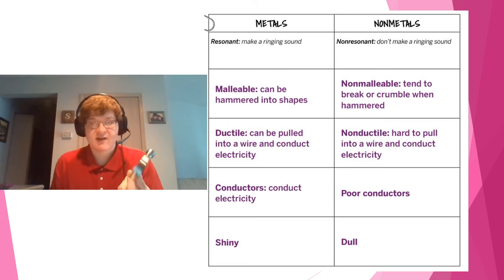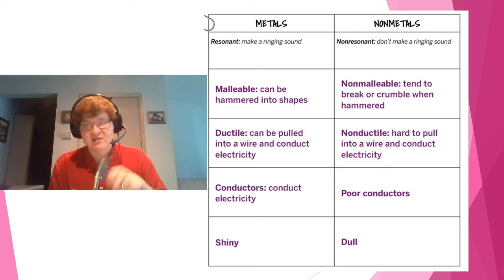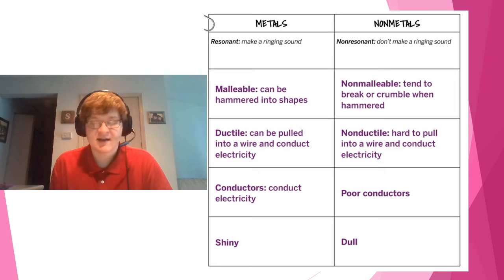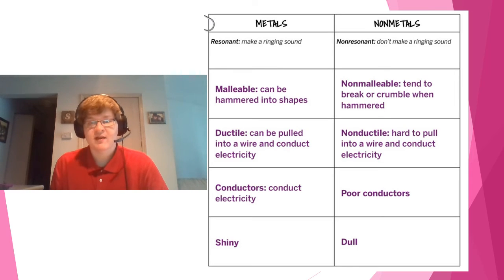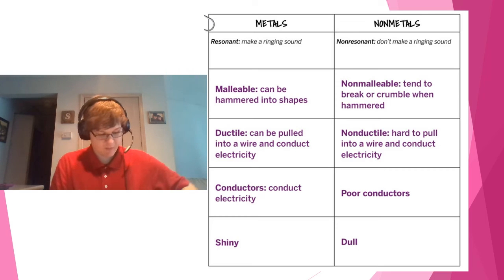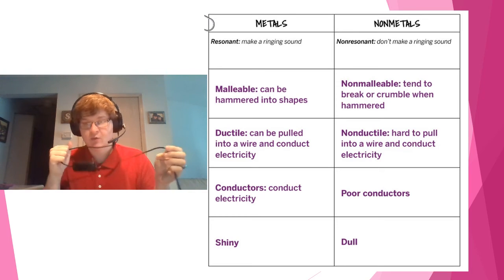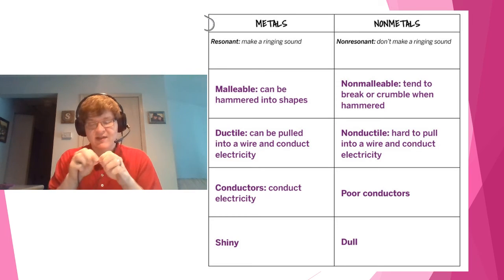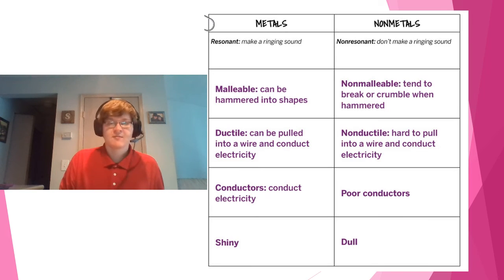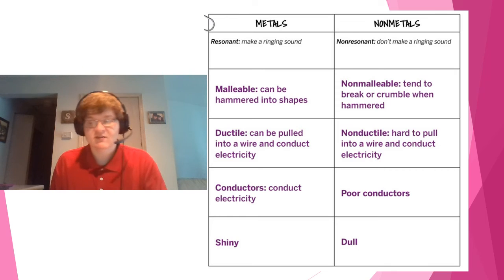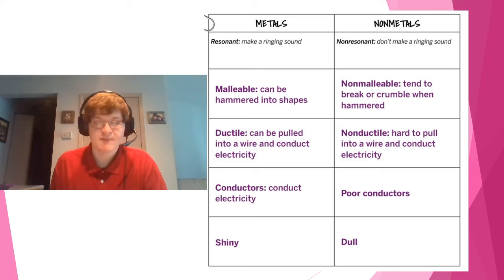I mean, think of a hammer. A hammer uses a nail, which is made of metal, and it hammers it down. It can be changed and moved. It's ductile. It can be pulled into a wire and conduct electricity. If you've ever seen a cord that gets frayed, you can see the little metal wires running inside of it. They're conductors. They conduct electricity. You're not going to use plastic to conduct electricity. You're going to use metal.